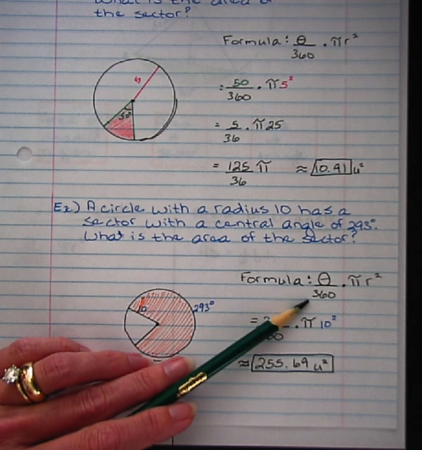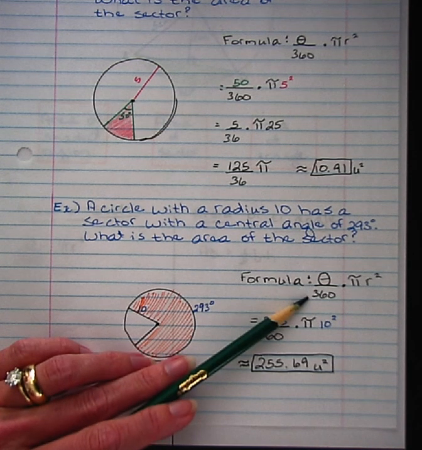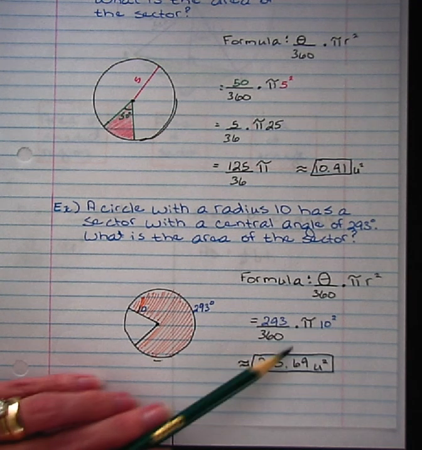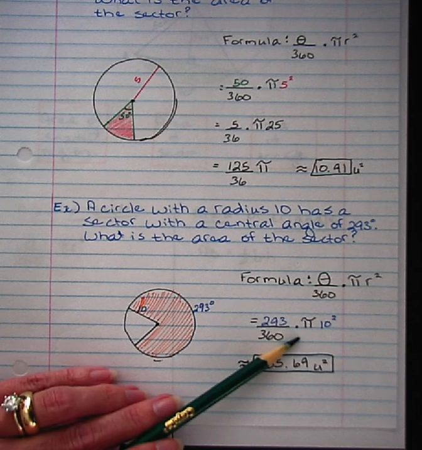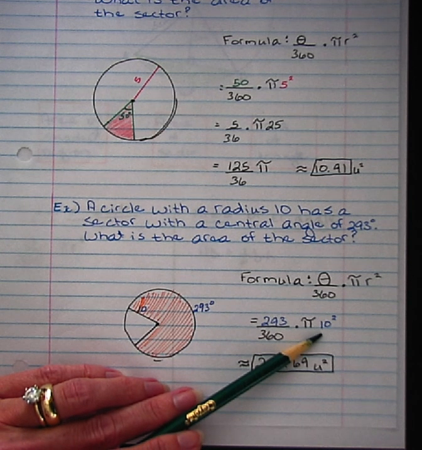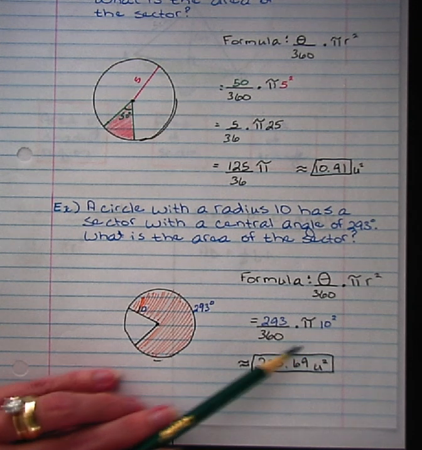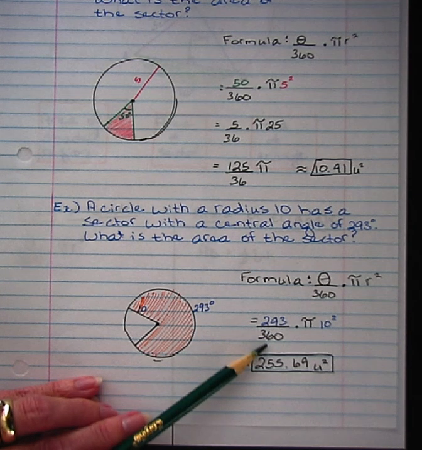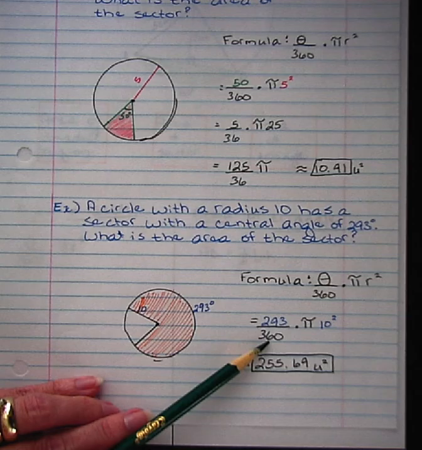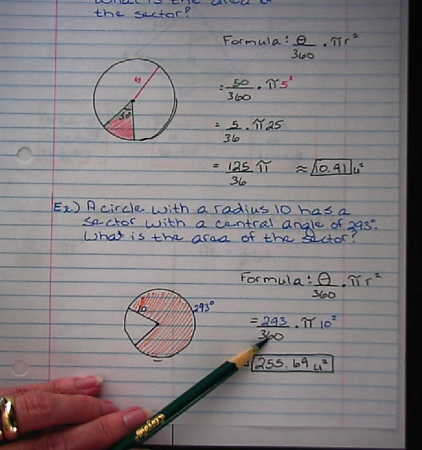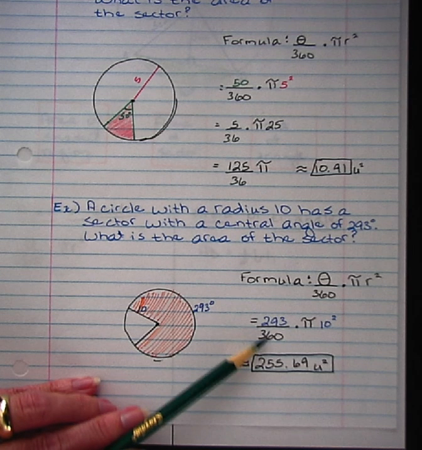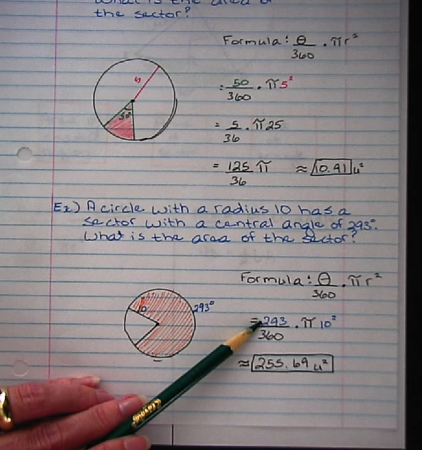Theta over 360, or my central arc over 360. In this case, it's 293 divided by 360 times pi r squared. So times my pi, and my radius is 10, so 10 squared. At this point, 293 and 360, you can't simplify that at all. They're not divisible by any common factor. So I would go ahead and put that in my calculator.